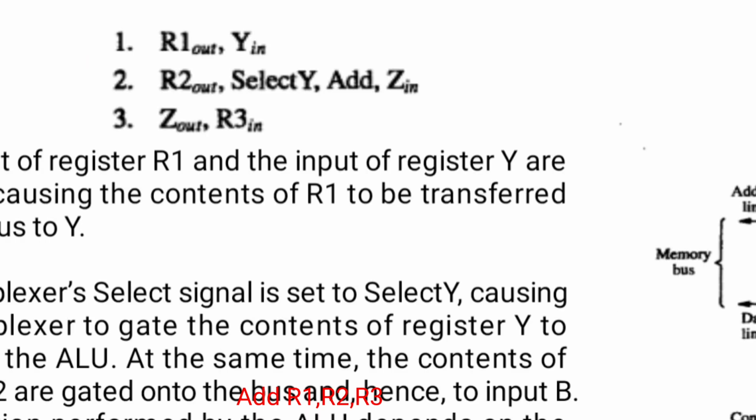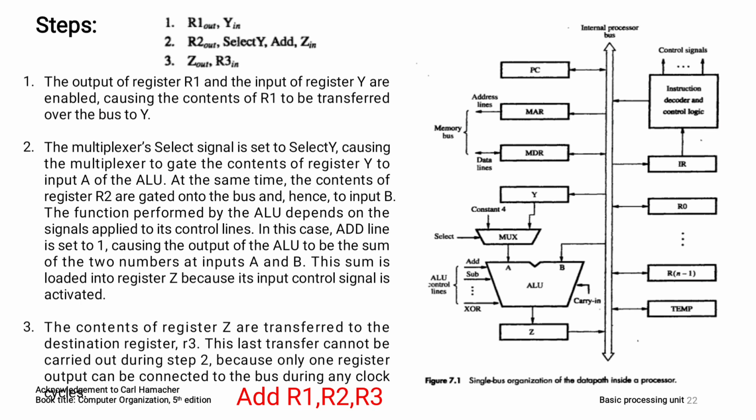The first step is R1 out, Y in. The second step is R2 out, select Y, add, Z in. The third step of control signals is Z out, R3 in. So why are they called steps? Because the set of control signals given in one clock cycle forms one step.